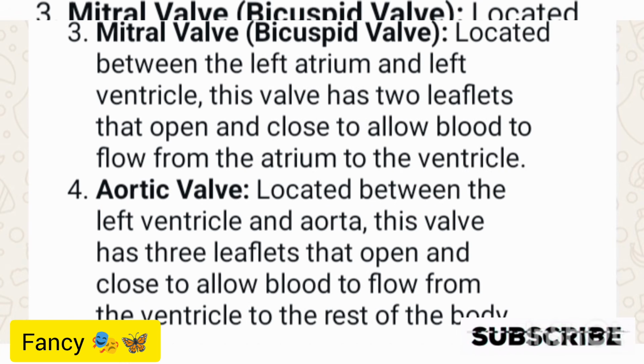And on the left-hand side, between the left atrium and the left ventricle, there is a bicuspid valve, which is also known as the mitral valve, which allows the blood from the atrium to the left ventricle. And there is another valve between the aorta and the left ventricle. Here the left ventricle will allow the blood to enter into the aorta. This will be carried to the rest of the body.